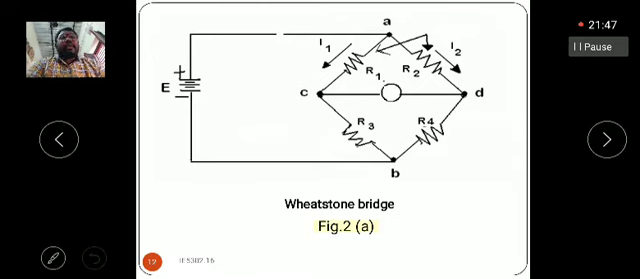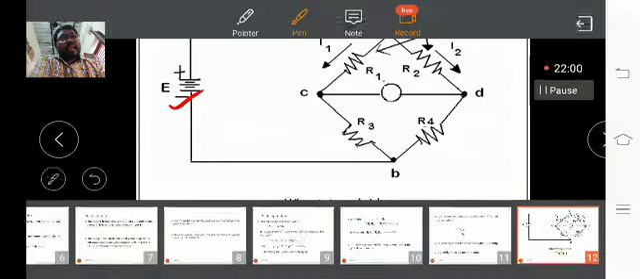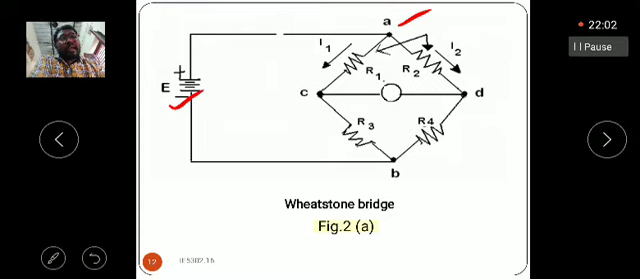Again I am explaining the concept of how the circuit is balanced. Here we apply the supply E. Here is A, this is B, this is C, and D. We connect the four arms, and the resistances are R1, R2, R3, R4.